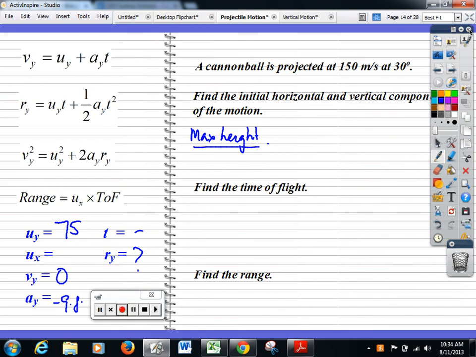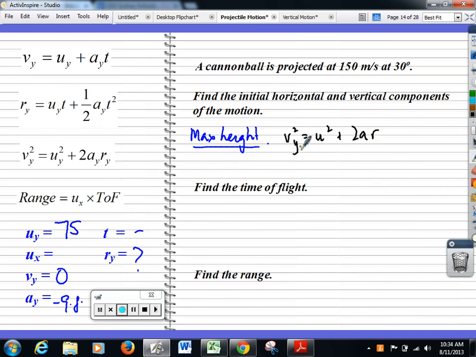Now, we already know from doing our work overnight that this equation is right. It's the v squared one. V squared equals u squared plus 2ar, with little y's on each of these. So shoving the values in, we get 0 equals 75 squared plus 2 times negative 9.8 ry. Solving for ry, 75 squared goes over and becomes a negative, divided by 2 times negative 9.8, and we get ry being 287 metres.